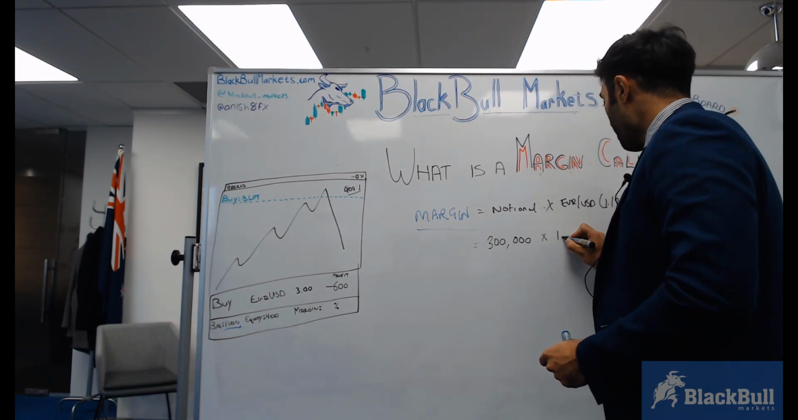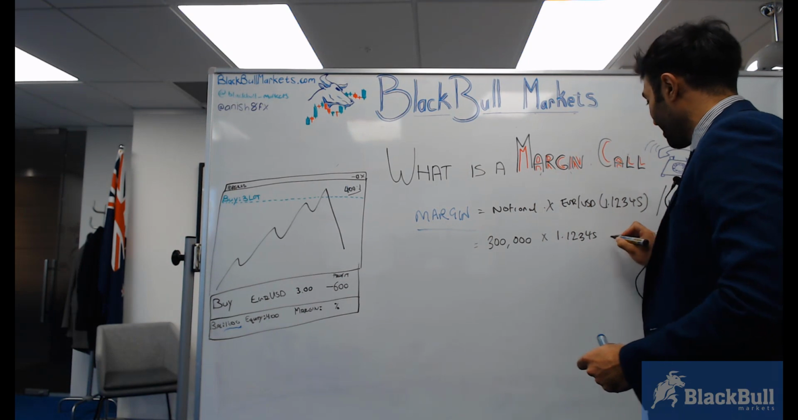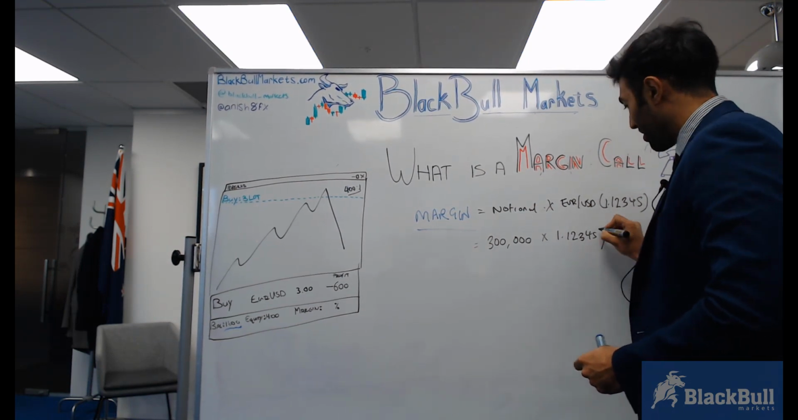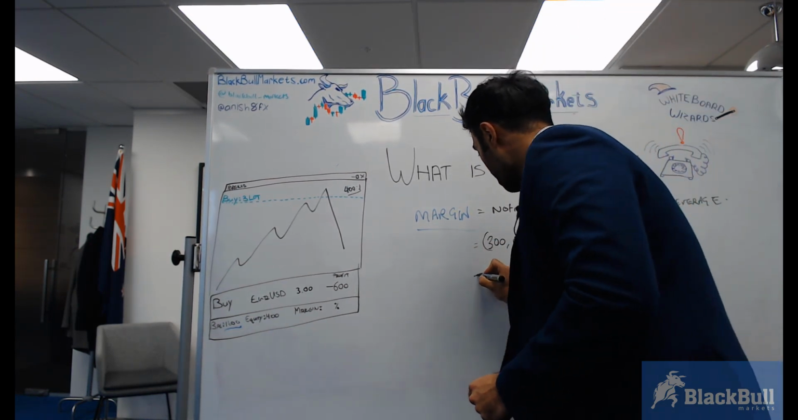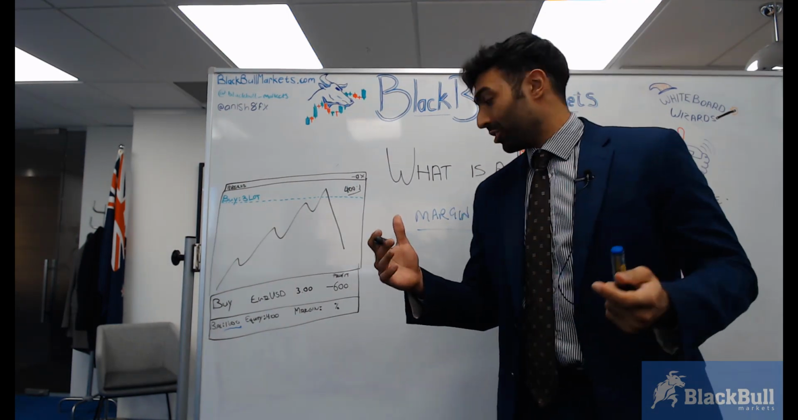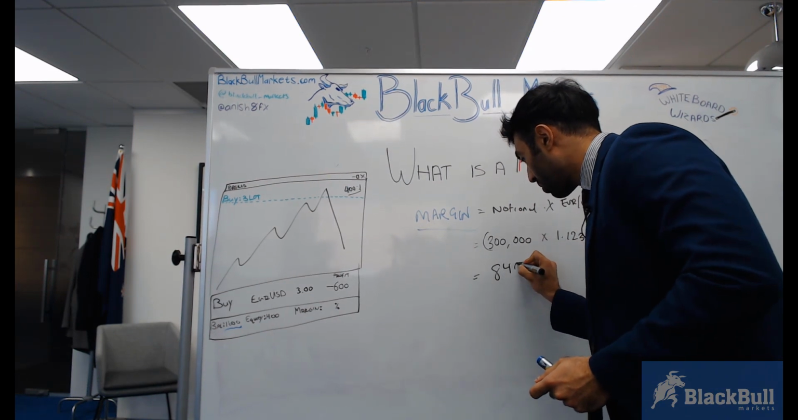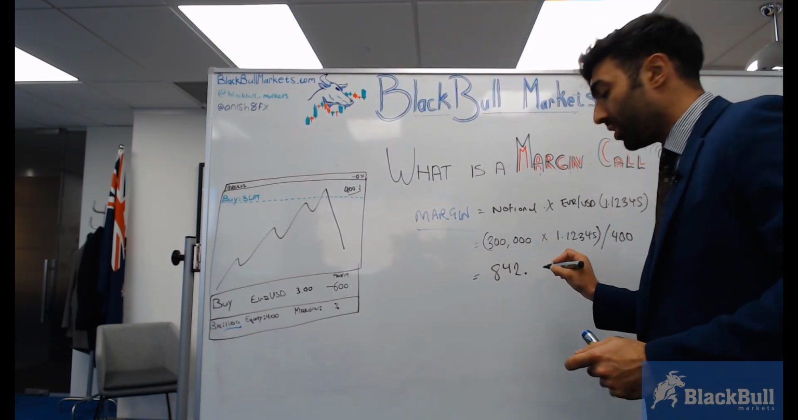300,000 times 1.12345 divided by 400. And this figure will give you your margin. We'll just quickly calculate this. So by calculating the margin, that figure comes to 842.58.